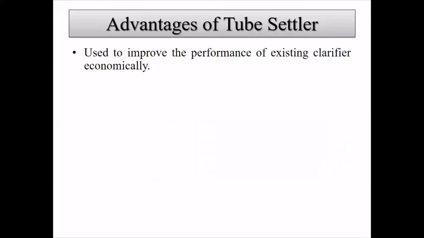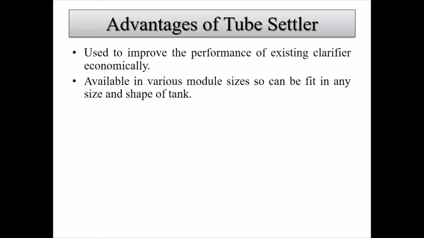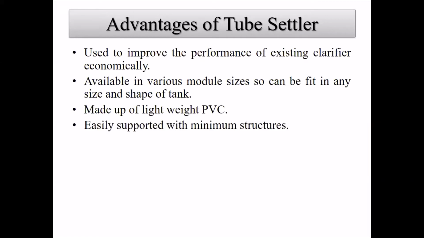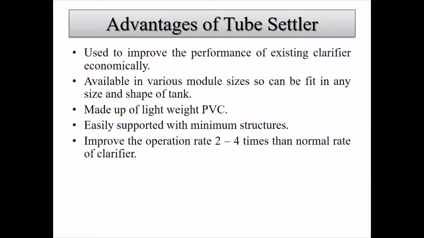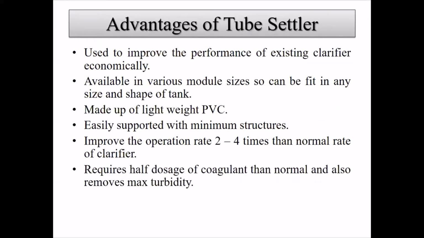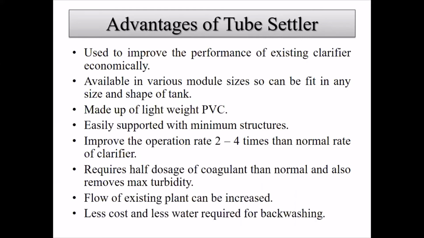The following are the advantages of the tube settler. It is used to improve the performance of an existing clarifier economically. It is available in various model sizes, so it can fit any size and shape of tank. It is made of lightweight PVC, polyvinyl chloride, easily supported with minimum structure. It improves the operating rate 2 to 4 times over the normal rate of a clarifier, requires half the dose of coagulant than normal, and also removes maximum turbidity. The flow of an existing plant can be increased, with less cost and less water required for backwashing.